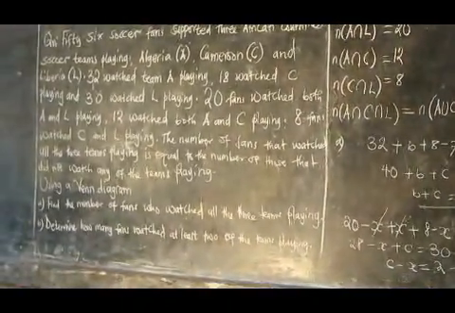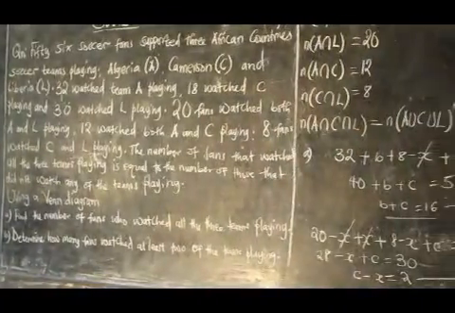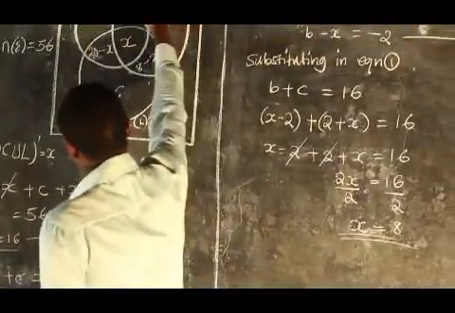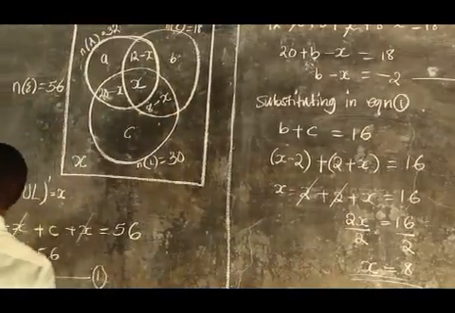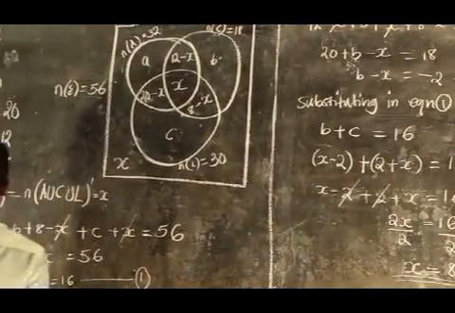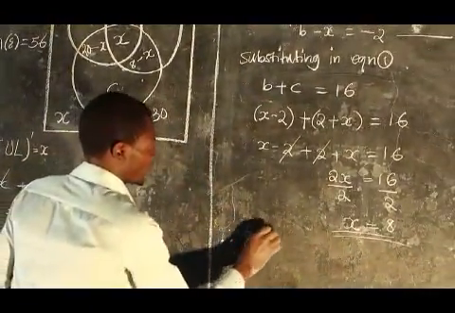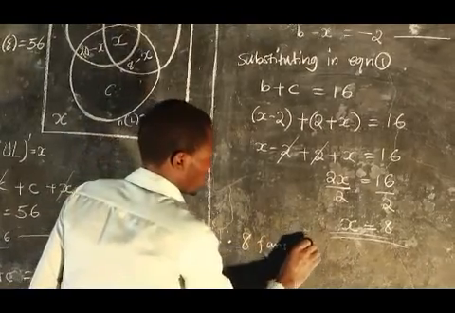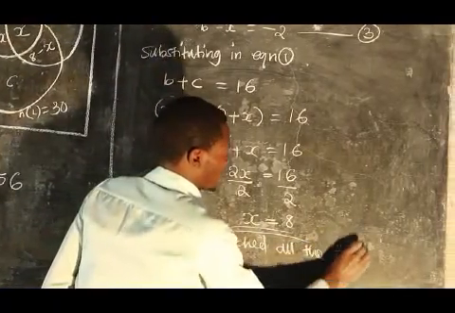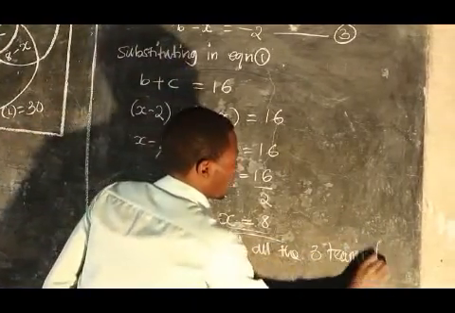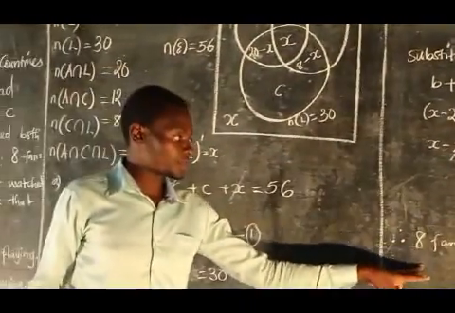Now it means the fans who watched all the 3 teams playing were 8 fans. But we haven't substituted, because after substituting in this Venn diagram, it will give us all the information we need to use in part B. Now after using this one, we say, therefore, 8 fans watched all the 3 teams playing. So this is the solution for part A.